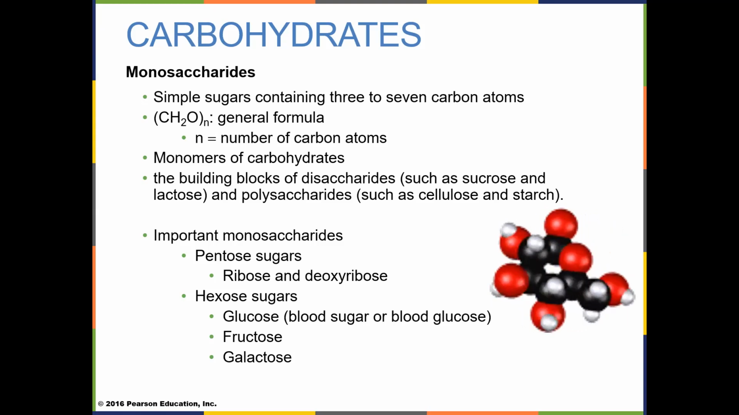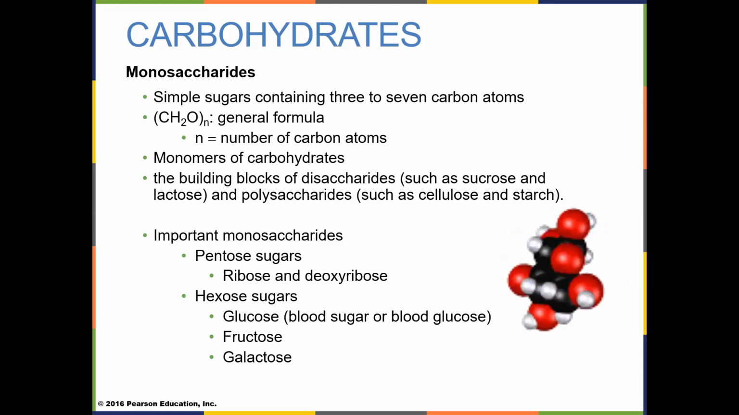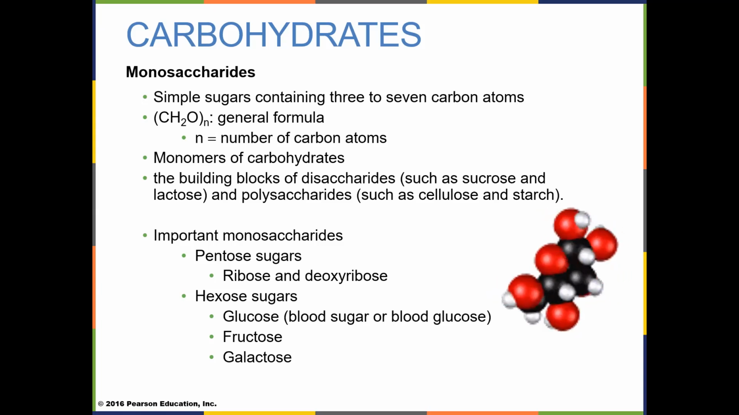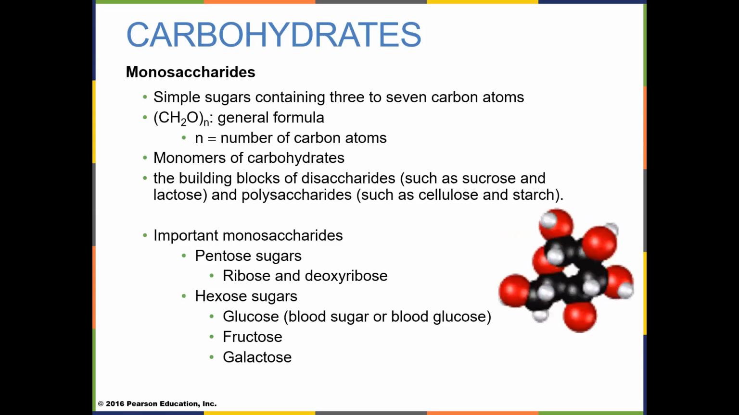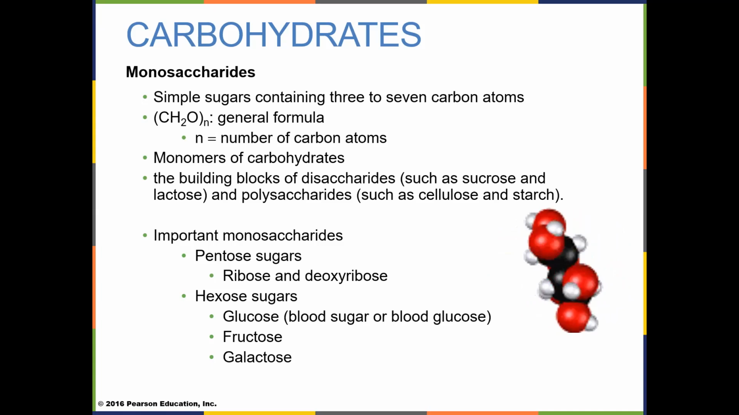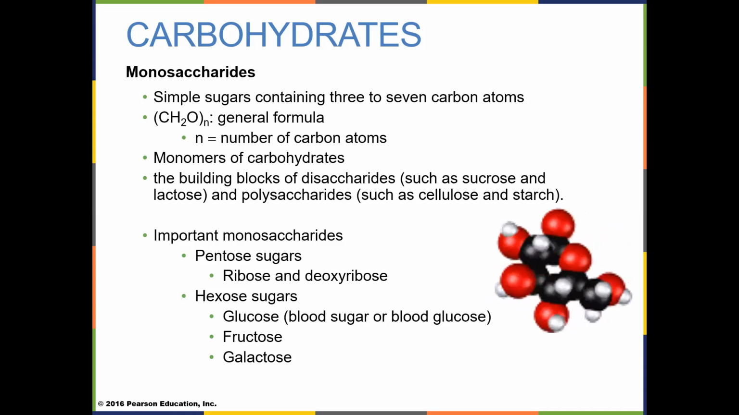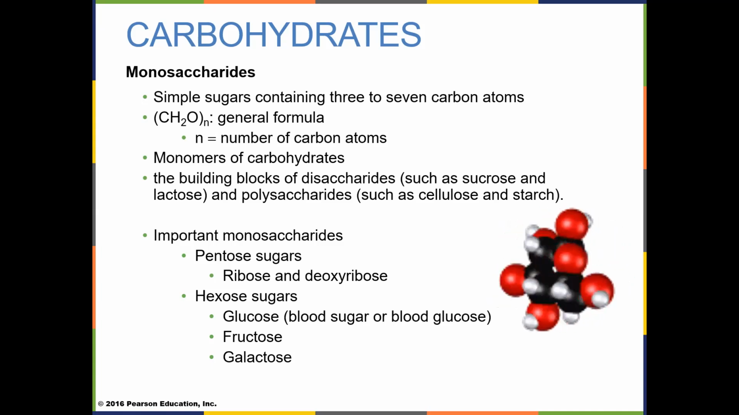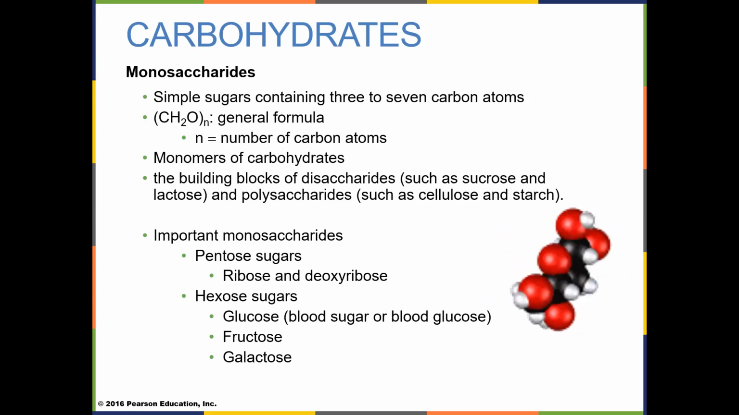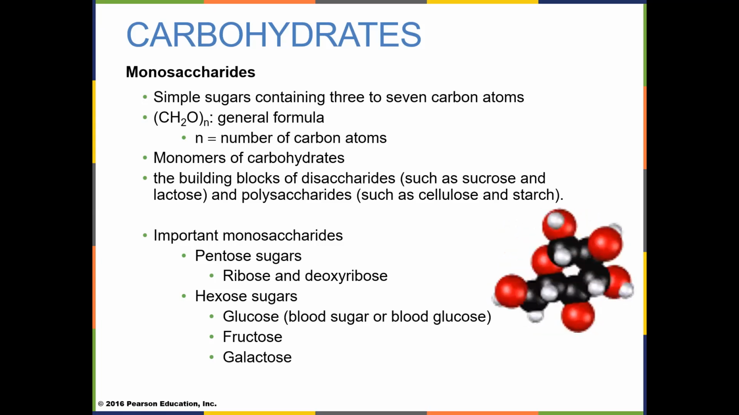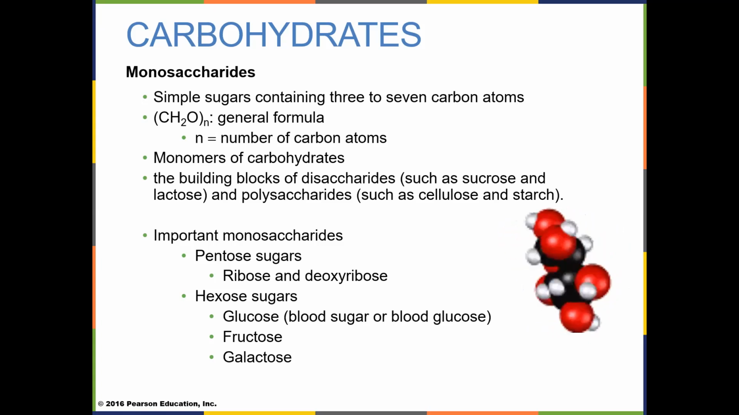Our pentose sugars are 5-carbon, ribose and deoxyribose. The hexose sugars are the 6 carbons. Glucose, this is our blood sugar, blood glucose levels, blood sugar levels. This is what our bodies use for energy, as well as fructose and galactose.